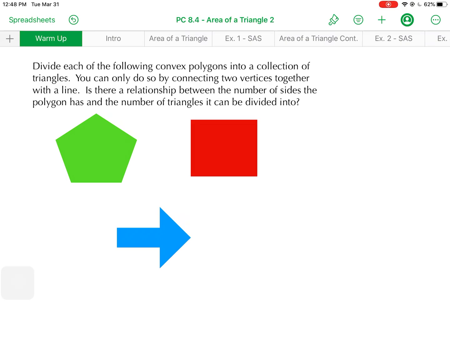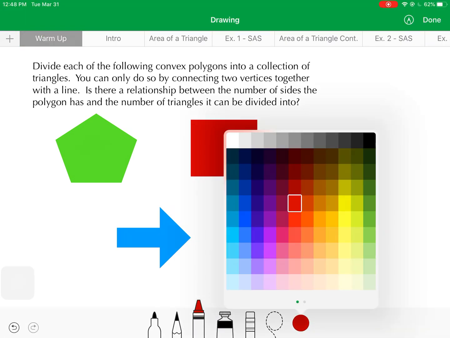Here I've got a few convex polygons on the screen, and what we'd like to do is try to divide each of them into a collection of triangles. You can only do so by connecting two vertices together with a line, and those line segments cannot intersect one another. Once we do this for each of the figures here, we're going to try and come up with a relationship between the number of sides that the polygon has and the number of triangles that it can be divided into.